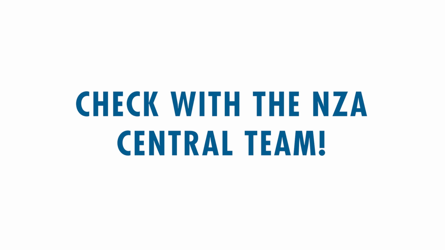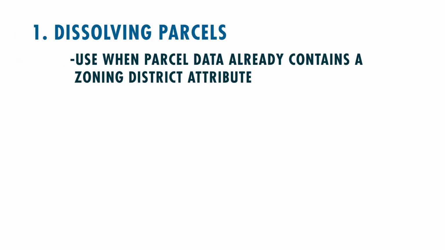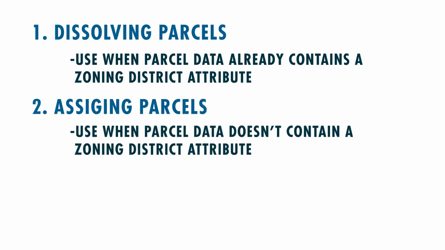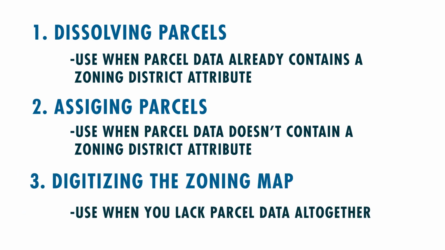The three approaches this video will explain are: dissolving parcels. This is the best case scenario and can be done when you have access to parcel data with a zoning district attribute for the jurisdiction. Assigning parcels. This is best when you have parcel data without a zoning district attribute for the jurisdiction. Digitizing the zoning map. This applies when you lack parcel data for the jurisdiction altogether. With that in mind, at this time, you can feel free to skip to the section of the video that most closely matches your needs.